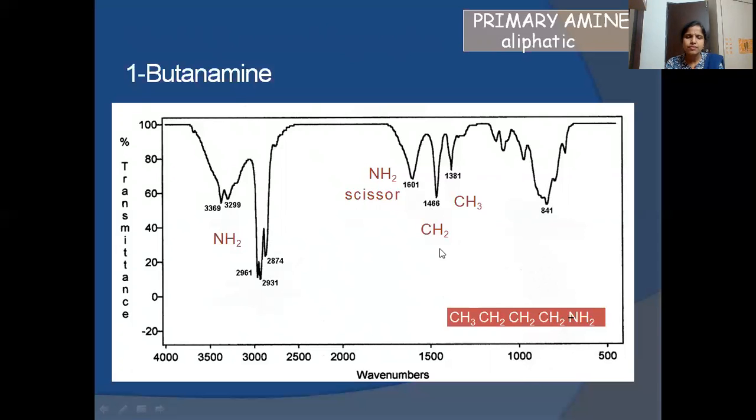So the general thing we have to look for is from 4000 to 2000 or near 1500. From 1500 to 4000, the bands that appear will give a lot of information for us. Less than 1500, it is very difficult to actually interpret. But first thing is we have to interpret these bands because they will give the information about the functional groups.